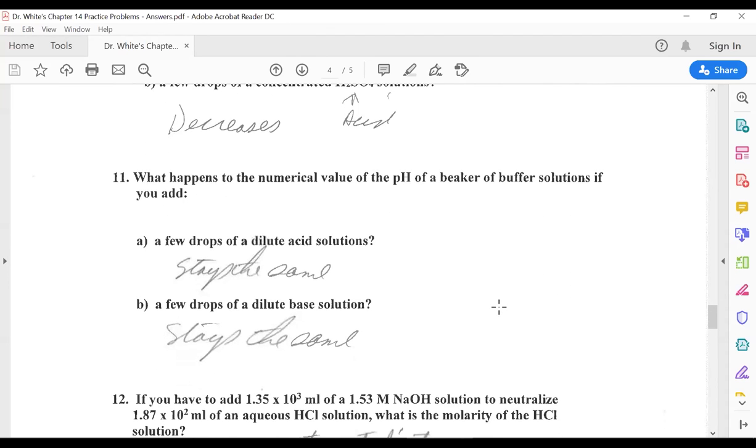Now, what happens to the numerical value of the pH of a beaker of a buffer solution if you add a few drops of dilute acid solution? Well, by definition, a buffer's pH doesn't change when you add a small amount of acid or base. And here, small amount of acid, it stays the same. When you add a small amount of base, it stays the same.